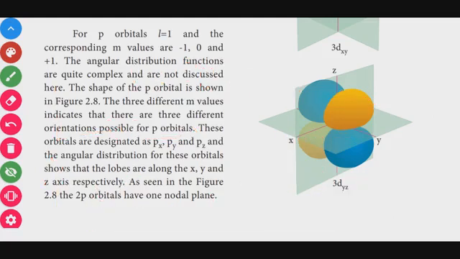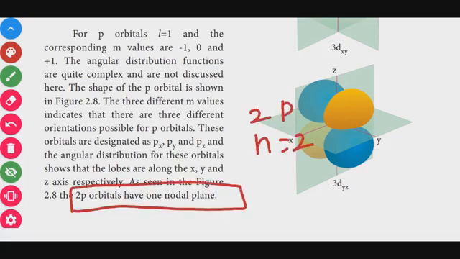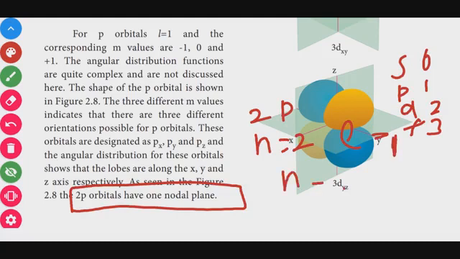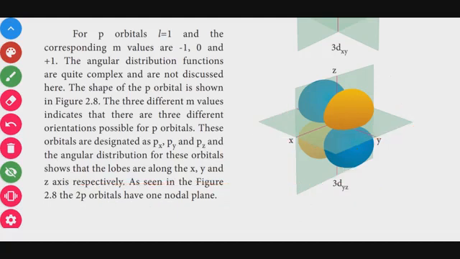As seen, the 2p orbital has only one nodal plane, because for 2p orbital n equal to 2 and l equal to 1 for p orbital, so it is n minus l minus 1. I'm sorry, this is not the radial nodes, it is the nodal plane. So the radial node is 0, and it has one nodal plane.